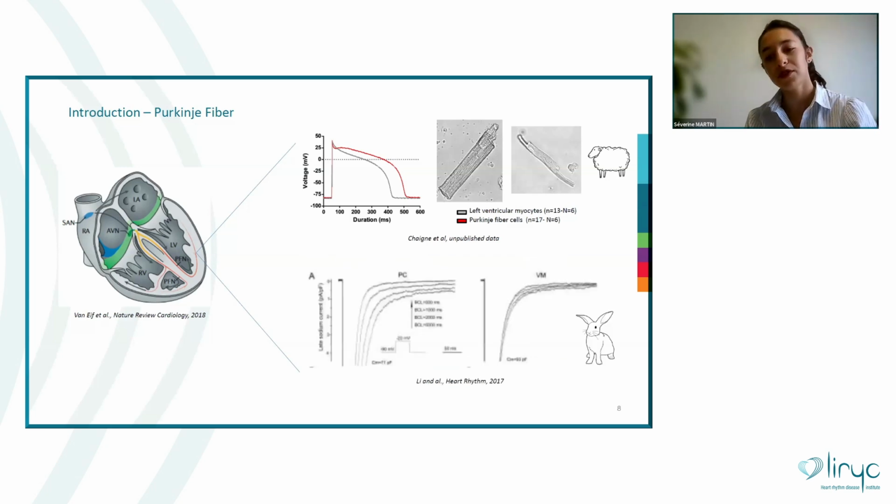In a previous article, the same author characterized higher late sodium currents inside Purkinje cells versus left ventricular myocytes from rabbits. And this higher late sodium current, as I already mentioned before, can modulate the duration of the action potential and can be a cause of the longer action potential observed here and the sensitivity to arrhythmogenic events.